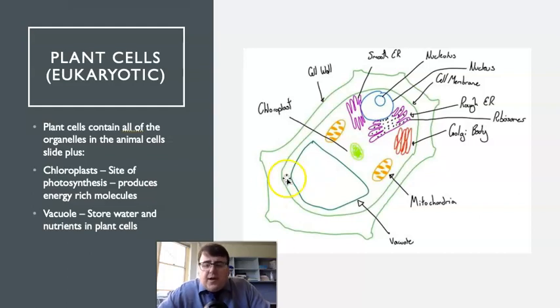And also the main other difference is the vacuole. And the vacuole helps to store water and nutrients in the plant cell, helps to provide that structure, because again, plants don't have a skeleton or anything like that, so they need the vacuole to store water, help the plant stay rigid and stay upright. You'll also notice there's a cell wall on plant cells, again, just for that extra structural support. It's nothing like a skeleton to protect the plant.